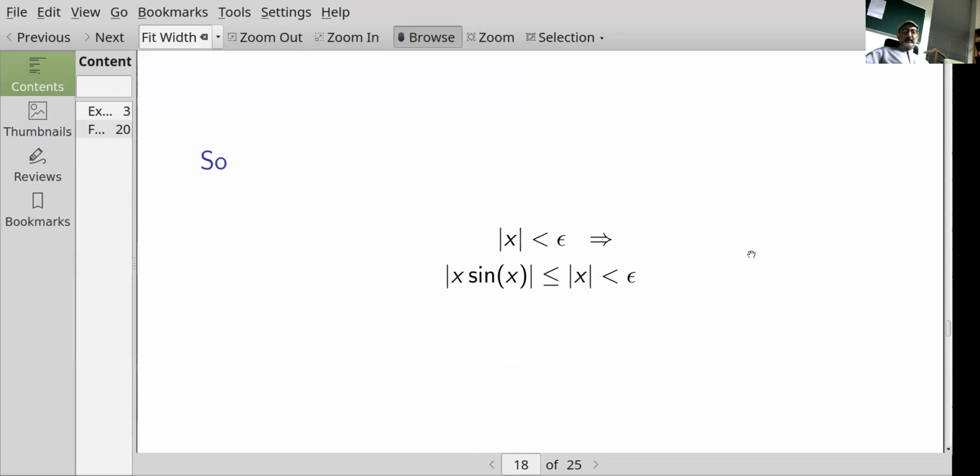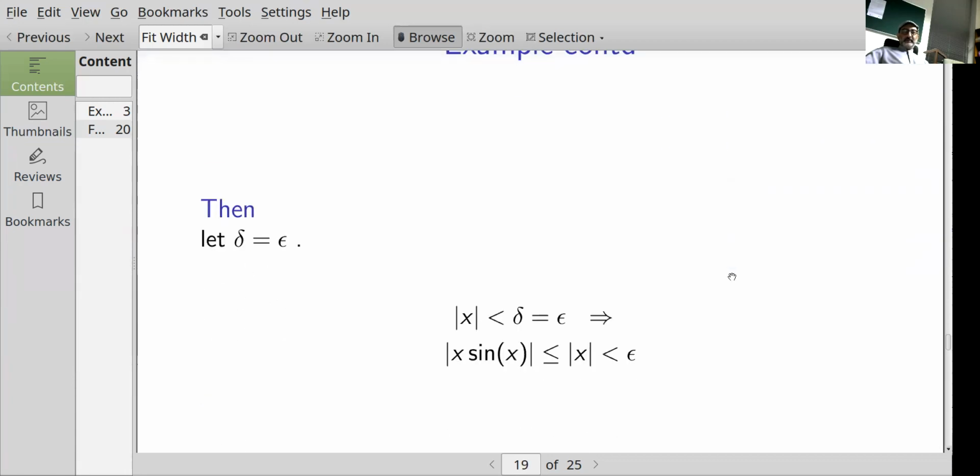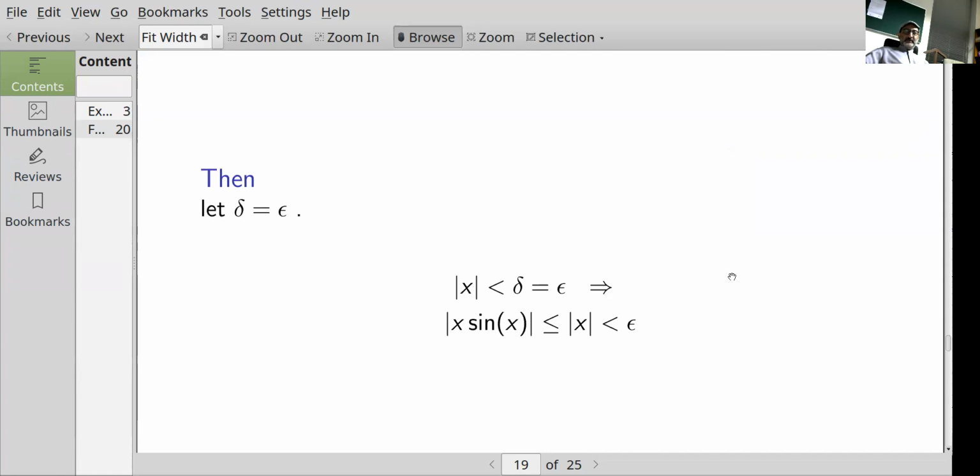Okay, so absolute value of x less than epsilon implies that absolute value of x sine x is less than or equal to the absolute value of x, which is less than epsilon. Okay, again, so we'll take delta equal to epsilon. We get that absolute value of x less than delta equals epsilon implies that absolute value of x sine x, which is less than or equal to the absolute value of x, is less than epsilon.